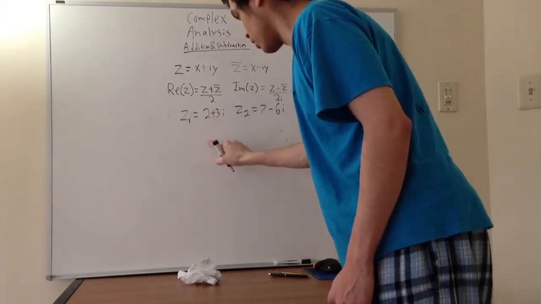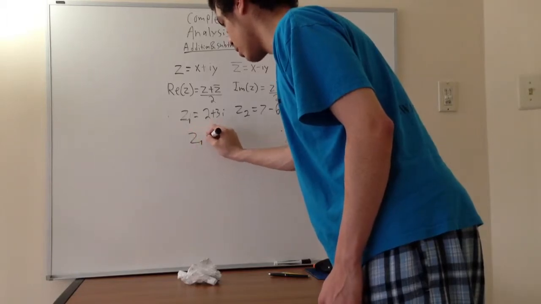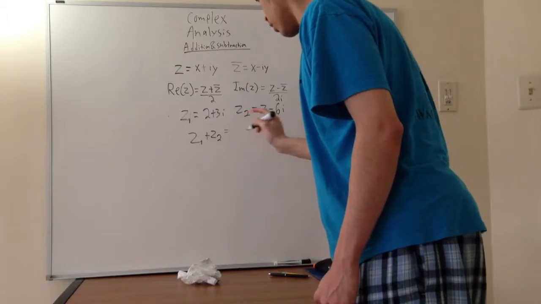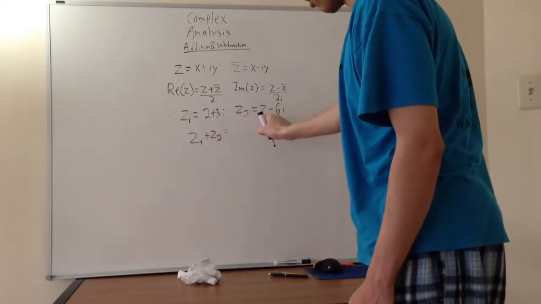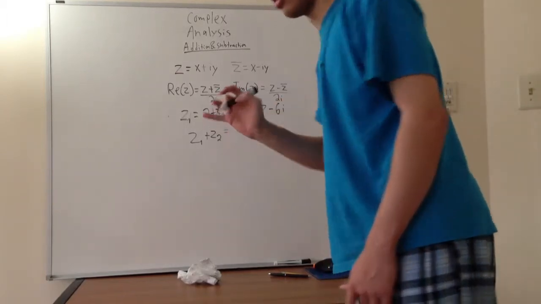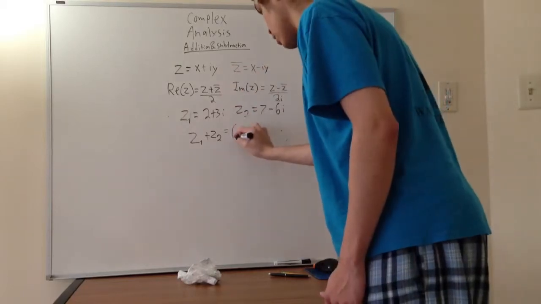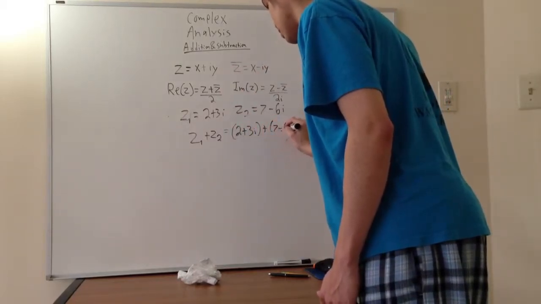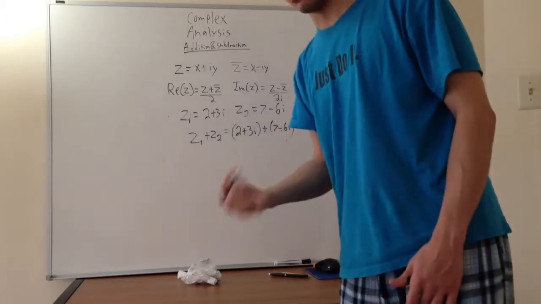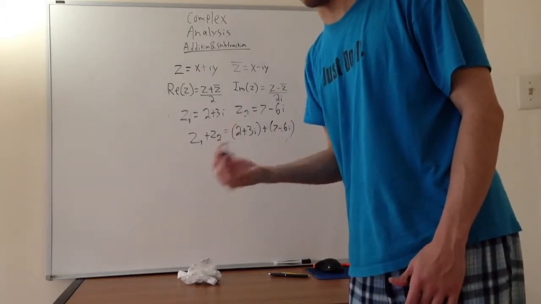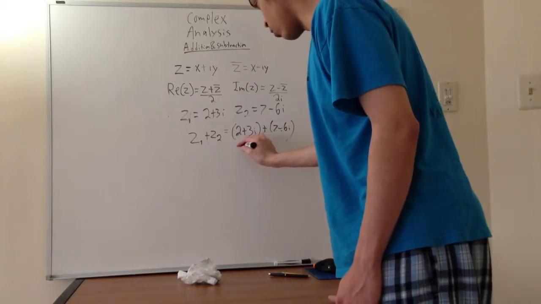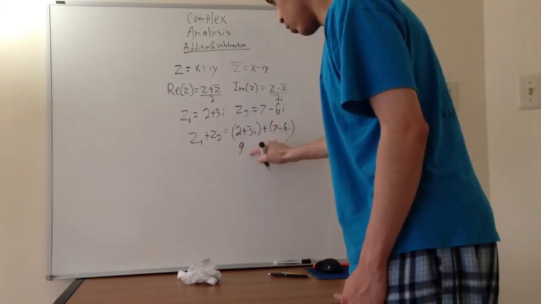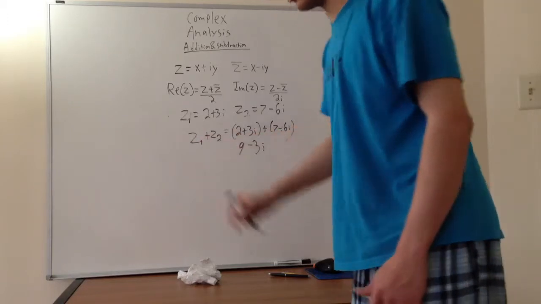And what if we wanted to find z1 plus z2? And that's just, of course, going to be as straightforward as you think. You add up the real parts. So let me write that out. I can just say 2 plus 3i plus 7 minus 6i. And just add them how you would with real numbers. So you have 2 plus 7, which is 9, and then you have 3i minus 6i, so this should be minus 3i, and that's the answer to that.